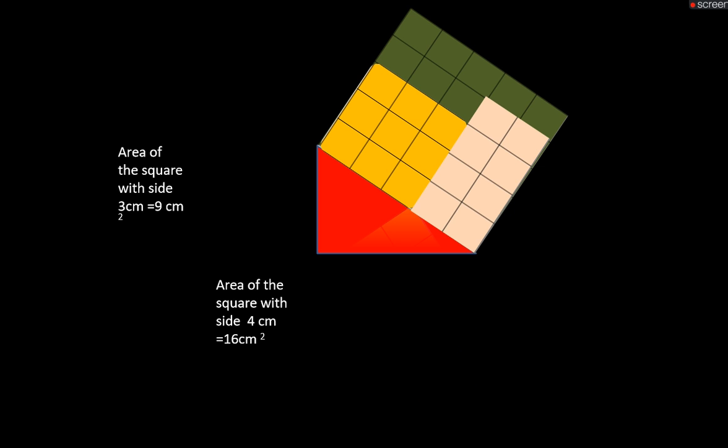From the perpendicular, we have made small pieces and we tried to adjust them on the hypotenuse square. So 16 squares fitted here, and the total of 16 and 9 is 25 squares.